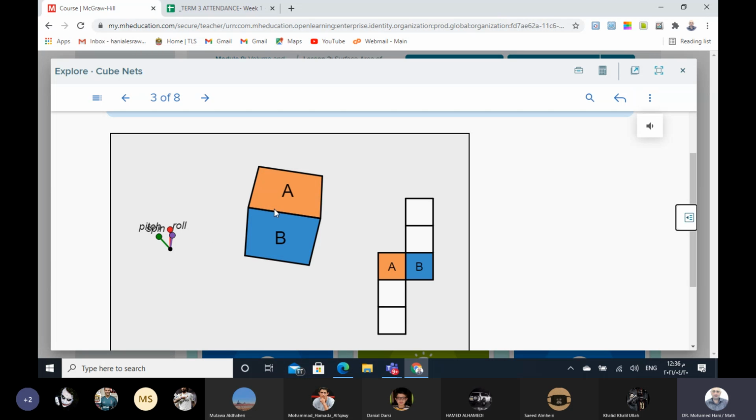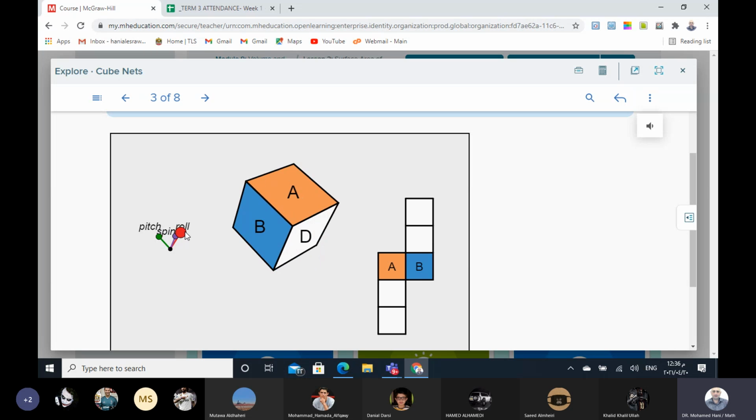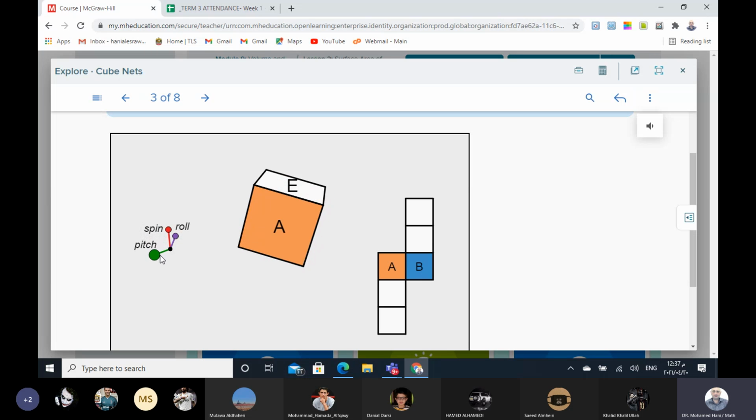And as you see here, we have the face A and the face B. We can draw the two faces here like this, A and B. And A here, the top, and B here, the front. And we have the back. As you see here, the back here will be what? Will be E. This is E here.